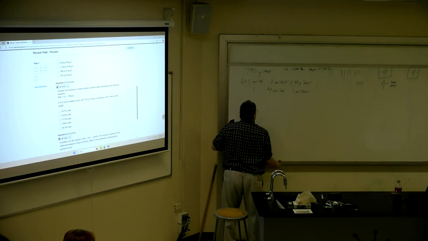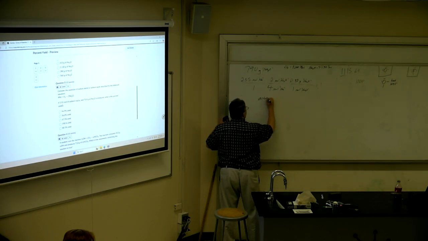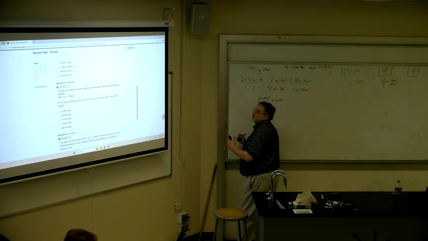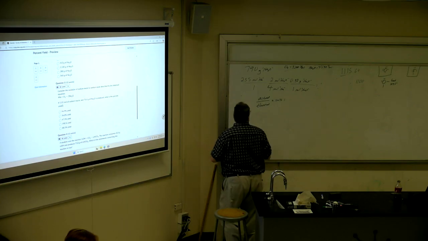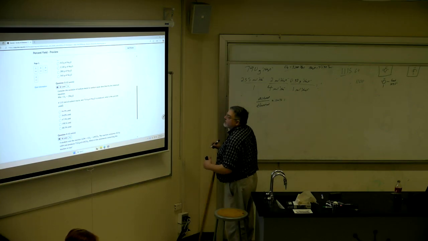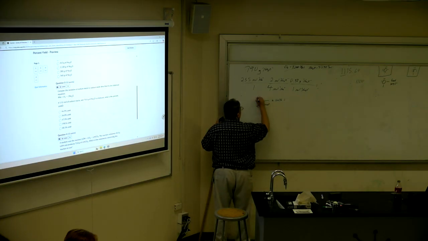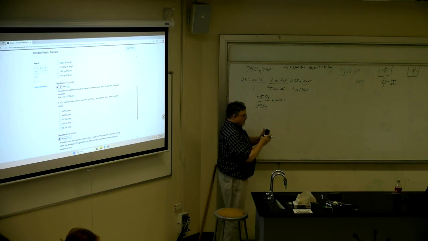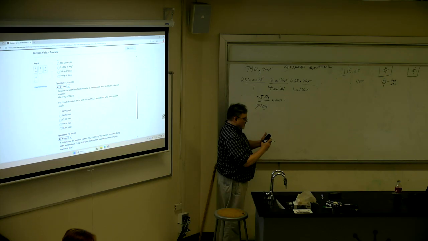And now we calculate the percent. Our actual yield. What is the percent yield? Actual was 75.0 grams. Theoretical, 79.0 grams.